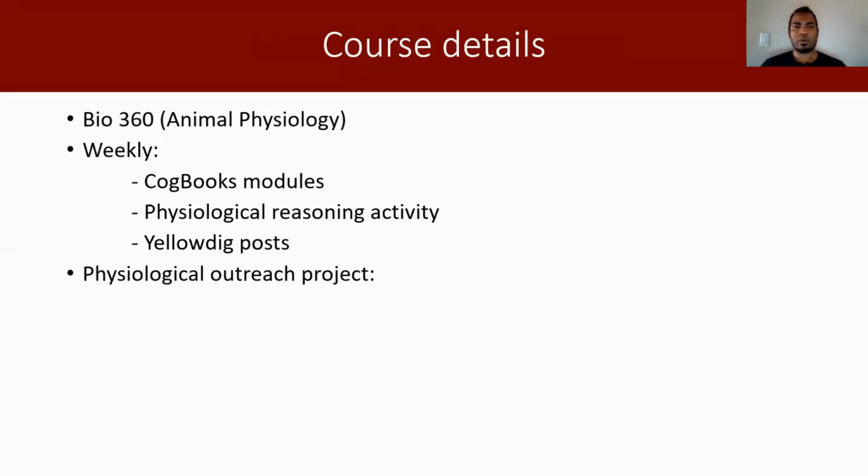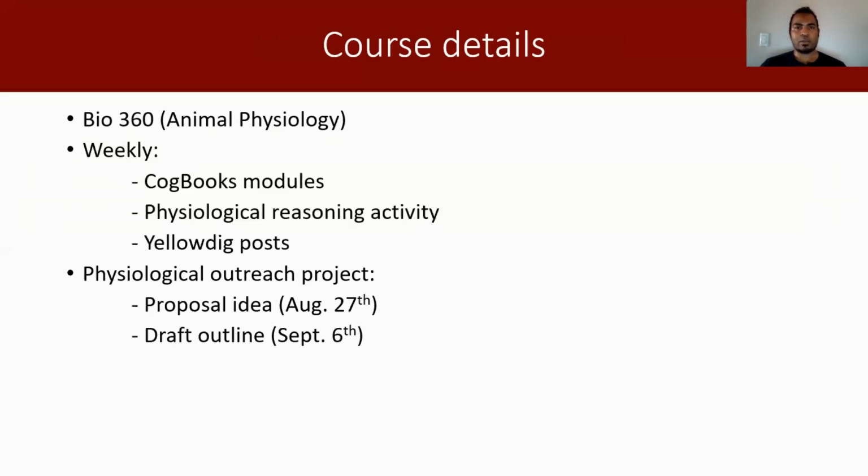So another major component of this course is the Physiological Outreach Project, which has three major subparts, including the submission of an idea, a proposal idea, which is just around the corner. So you definitely want to start considering what physiological topic you'd like to investigate in more detail. This will be followed up by a draft outline, which will provide a more detailed breakdown of your topic, subtopics, and your approach to creating an informative resource on your selected idea. And finally, towards the end of the semester, the final project itself, the informative resource that you have made on your selected idea.